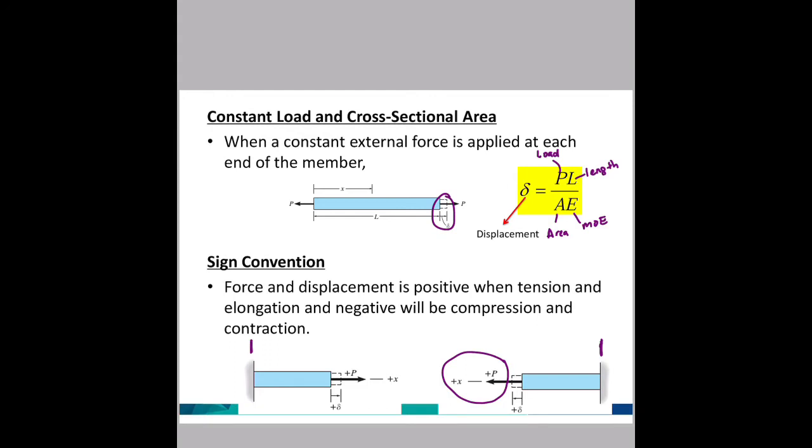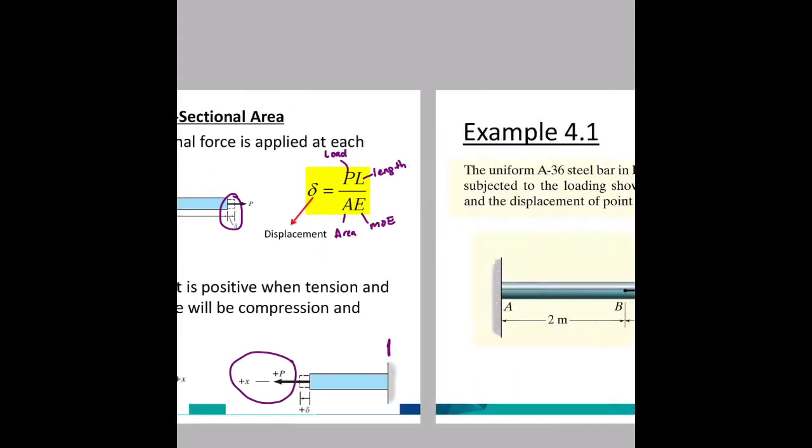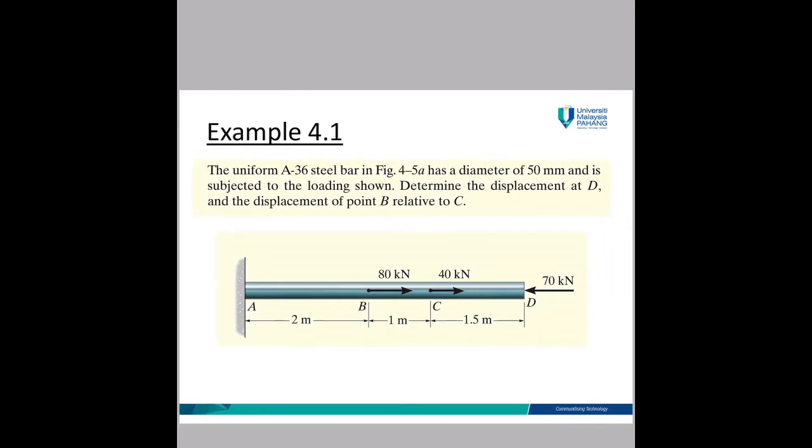You can take either way if the question did not give you the direction of section. But if the question gave you the direction of section, then you need to follow that direction. Let's take a look at example 4.1. The uniform A36 steel bar in the figure has a diameter of 50 mm and is subjected to the loading shown. Determine the displacement at D and the displacement of point B relative to C.